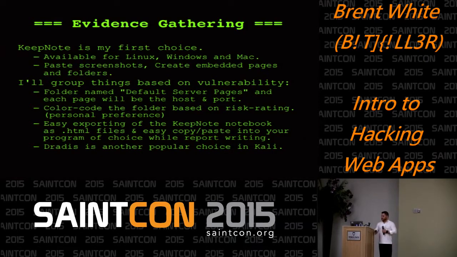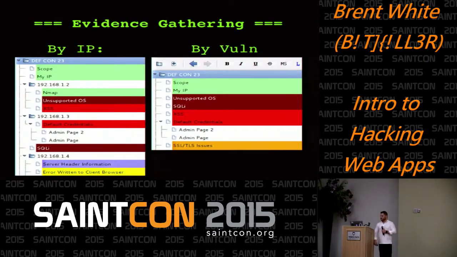How do I group my information? There are a couple different ways, and the more you do this, the more you'll figure out what works best for you. But what I found works best for me, if I have several applications that I'm working on for a single client, I might group the vulnerabilities by the host or IP. That way I can break it out per application. Or if it's just a handful or a single application, I'll just document it by vulnerability.